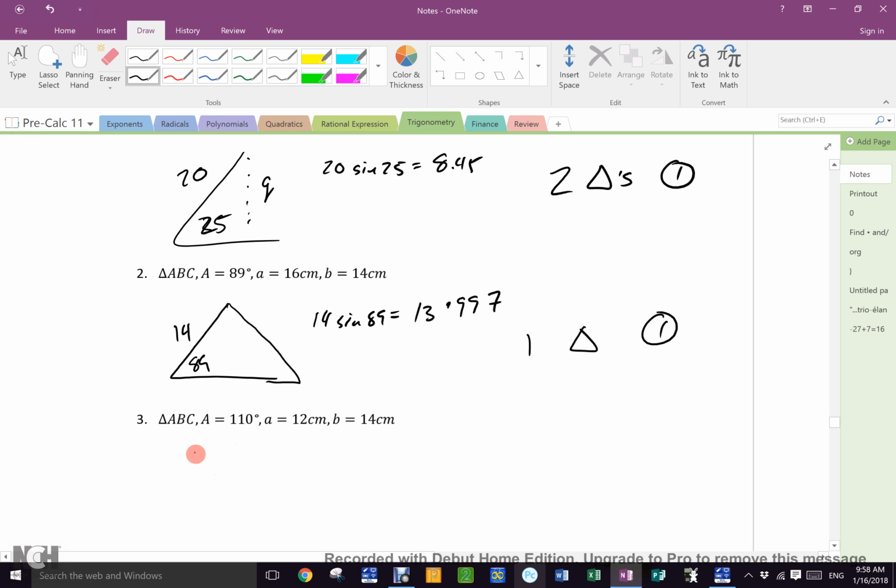Angle A is 110, which is weird, right? Across from angle A is 12. Yeah? Right? So I would need to check an altitude there. Barf. That doesn't work very well, does it? So what could I do instead? I could use a reference angle, right? And what would the reference angle be? 70. So how many triangles are possible?